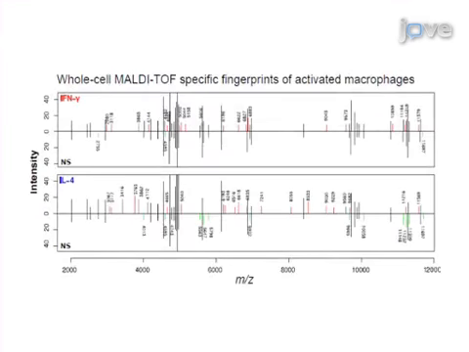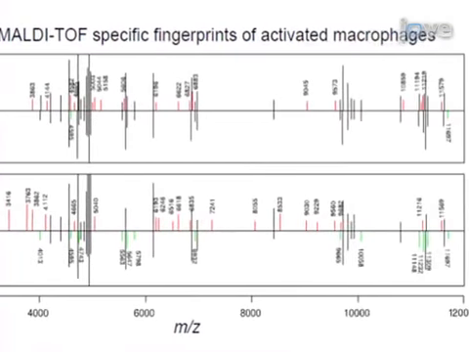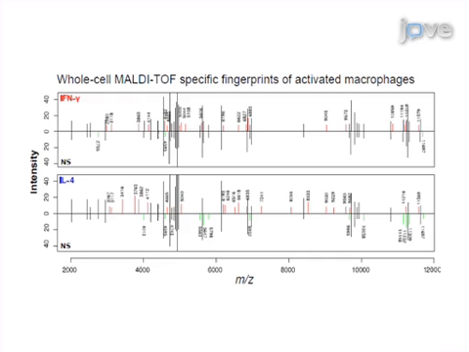Results of specific fingerprints can discriminate between various activation states of a single eukaryotic cell, the macrophage, based on a bioinformatic analysis of the spectra obtained by the whole-cell MALDI-TOF Mass Spectrometry. The main advantage of this technique over existing methods like flow cytometry is that it's fast, easy, and not expensive.